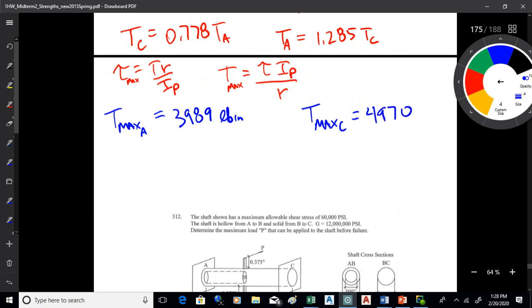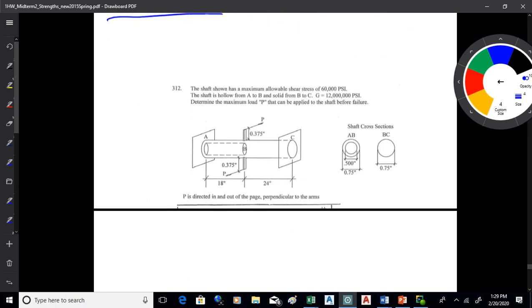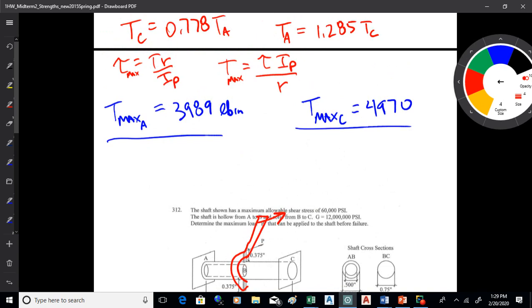Okay. So we good with that? Now, these are independent of each other. They're not tied together directly. They're not going to occur at the same time. So whenever I'm looking at this kind of problem, I think about putting a wrench on here and just turning the wrench, you know, like that. And just keep turning it and turning it until the stress hits 60,000 psi.